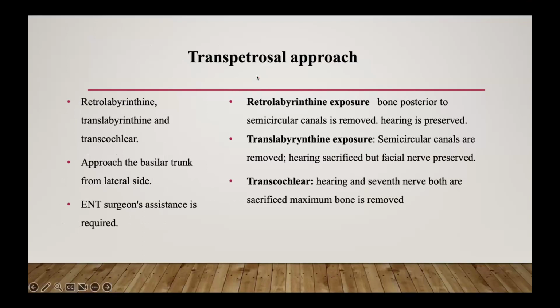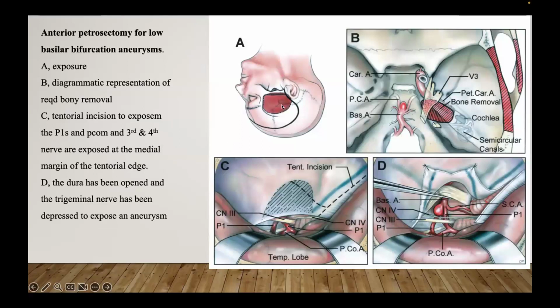So again, the transpetrosal approach is also described, which can be categorized into lateral labyrinthine, translabyrinthine, and transcochlear. As you can see, in the lateral labyrinthine approach, the main advantage is that hearing is preserved, which is not so in translabyrinthine. So this is the anterior petrosectomy, which is a schematic diagram showing the skin incision and the craniotomy. This is the extent of the bone which is required to be removed when we undertake this approach.